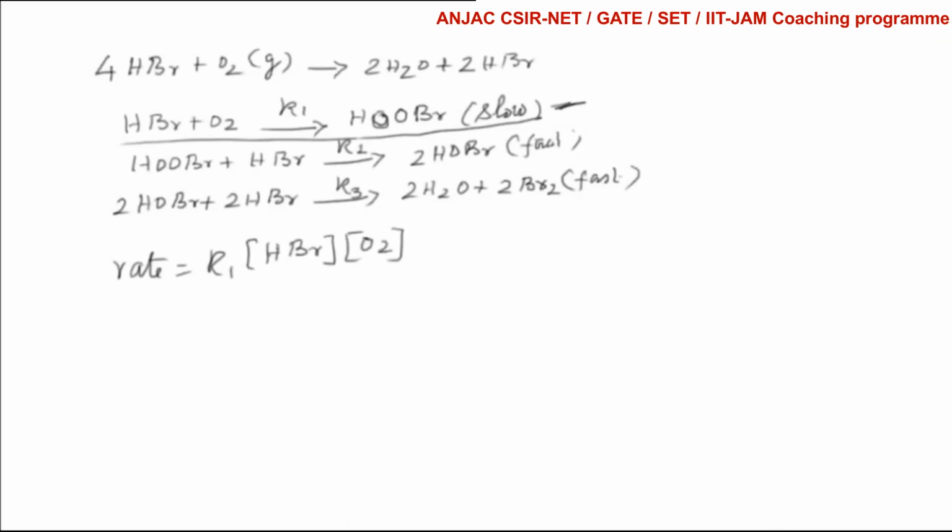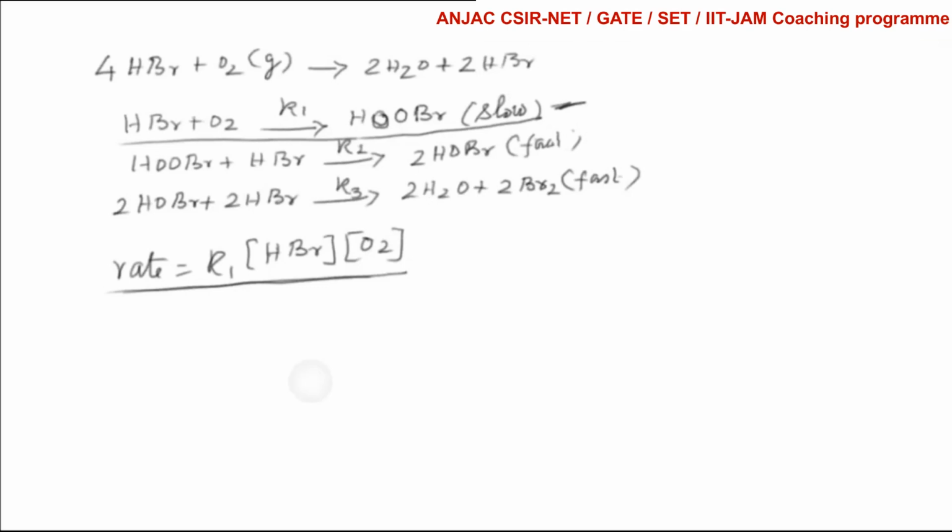And look at the rate equation. Is there any transient species present or not? HOOBr? No, I am asking you in the rate equation. No transient species is present. Therefore, this is the rate law equation. No necessity of applying the steady state approximation.